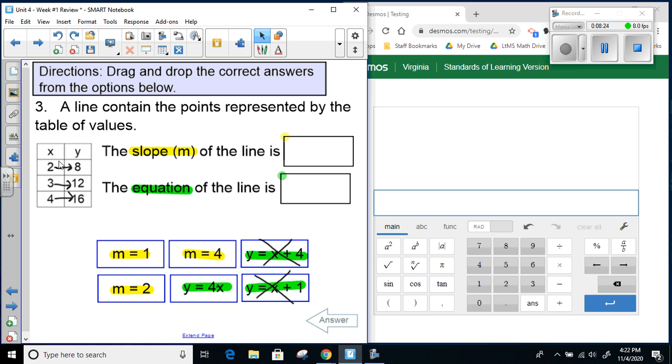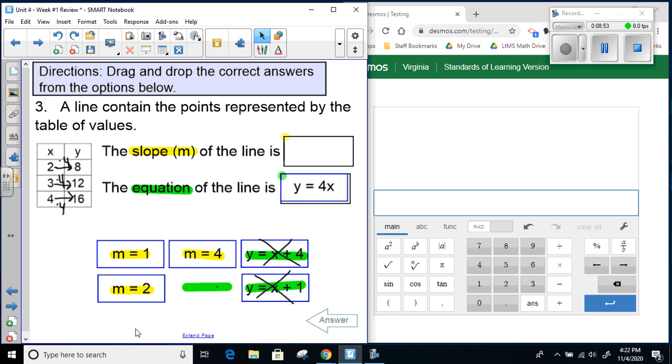So what's 2 times 4? Well, that would be 8. So let's check the next row and make sure it works. What's 3 times 4? Well, 3 times 4 is 12, and I could use Desmos to check if I wasn't sure. And what's 4 times 4? Well, 4 times 4 is 16. So I think that the equation of this line is y equals 4x. Because every time here, if I multiply x by 4, it gives me y.